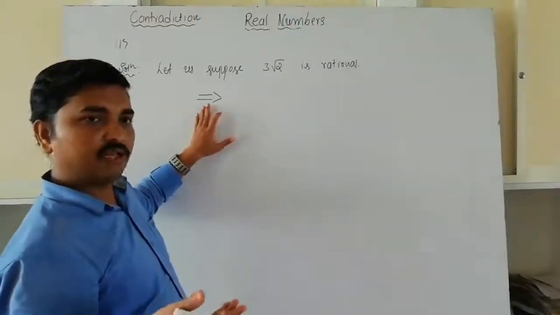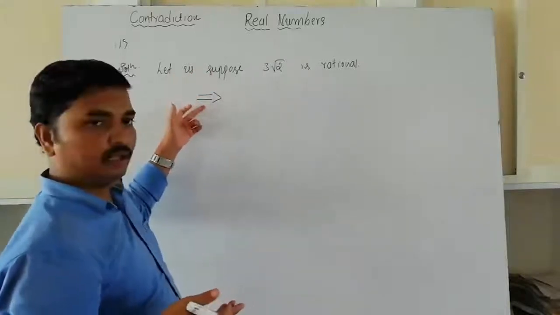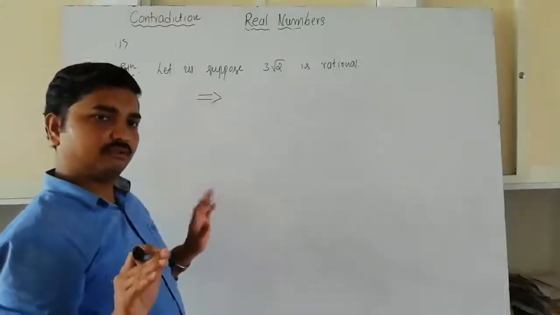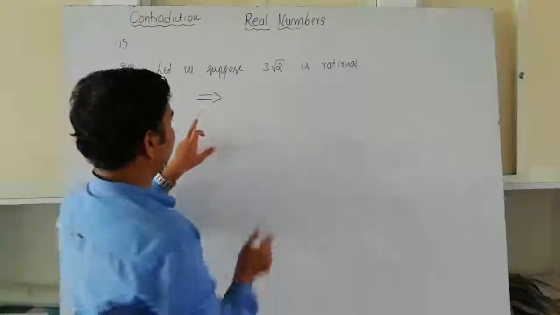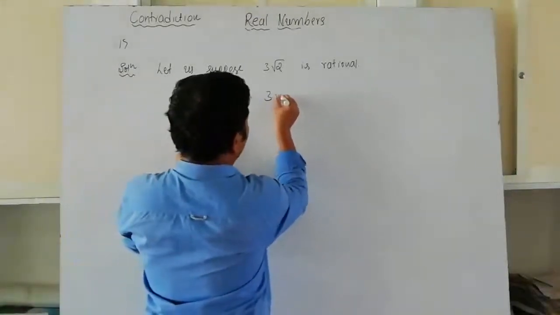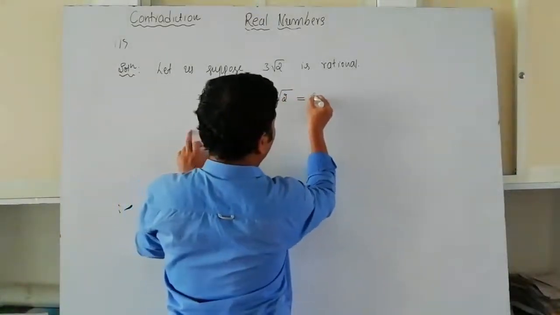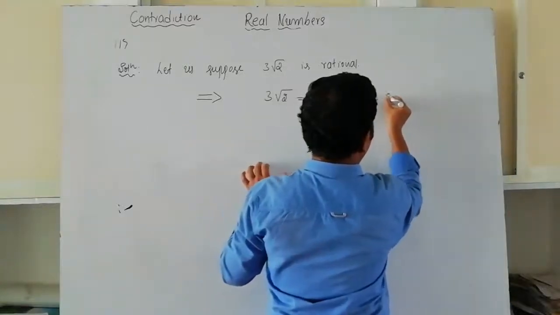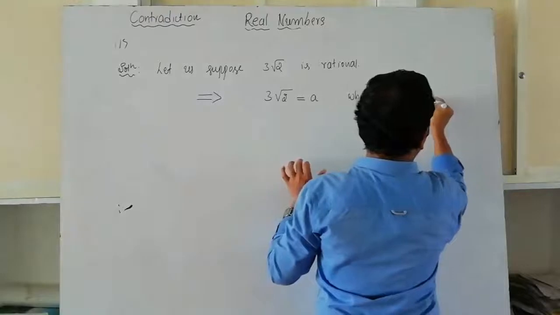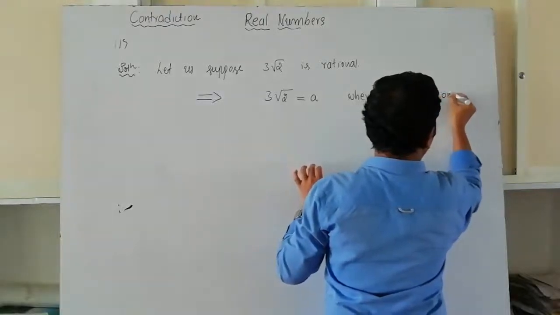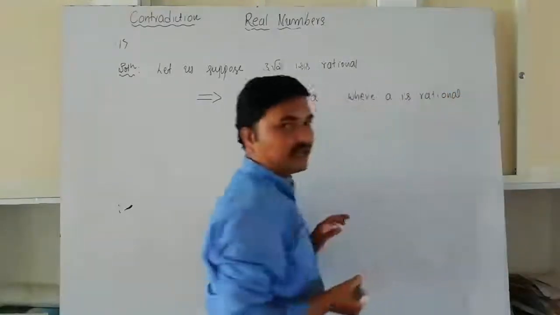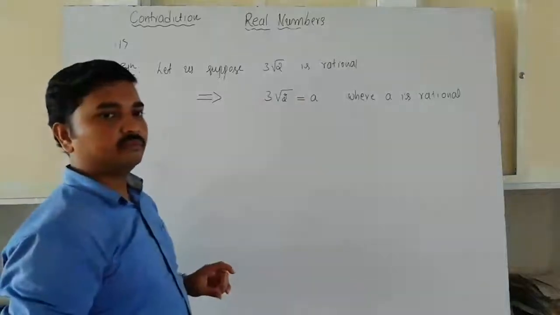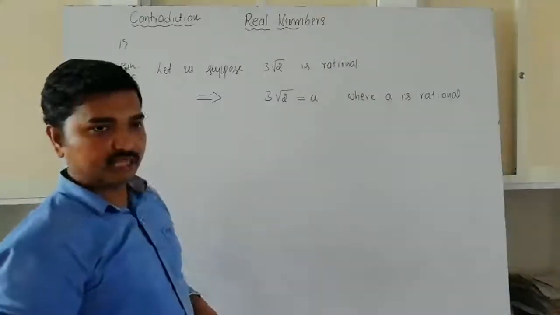Or else, even if you don't write this symbol, it will be okay. Or else, if you want, you can write down, this implies 3 root 2 is equal to a, and you must write on this one, where a is a rational number. Okay, so now I will move on to the next step.